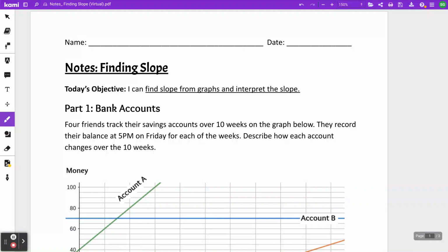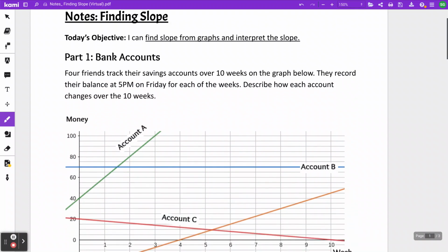Hello, pre-algebra students. This lesson video is going to be all about finding slope, and specifically finding slopes from graphs, and also interpreting in stories what slope would represent in the story. We're going to start with the stories.